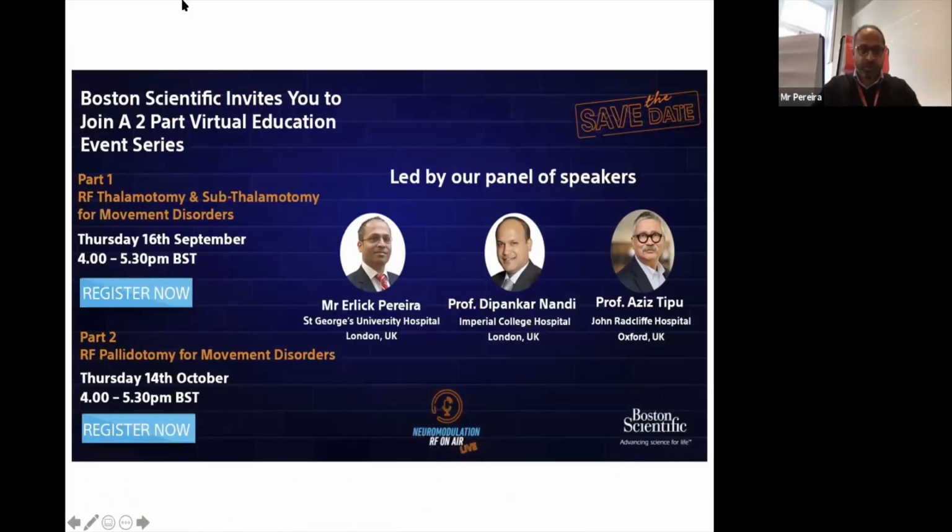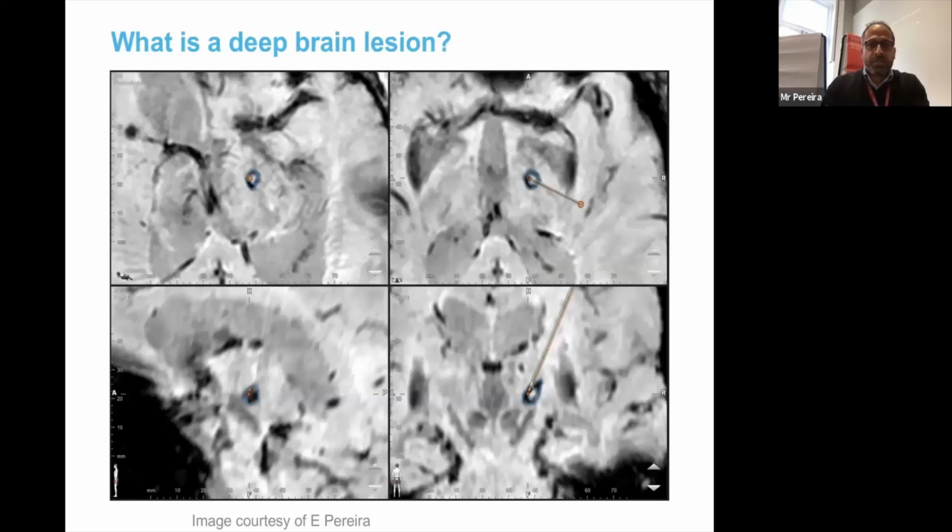The first in a two-part series on radiofrequency brain lesioning for movement disorders. And today we are going to cover thalamotomy and subthalamotomy. So what is a deep brain lesion?